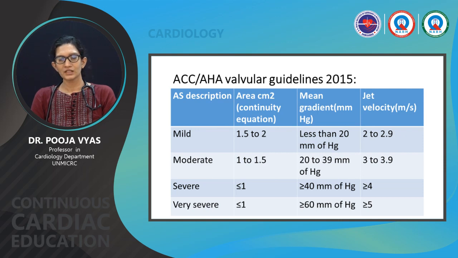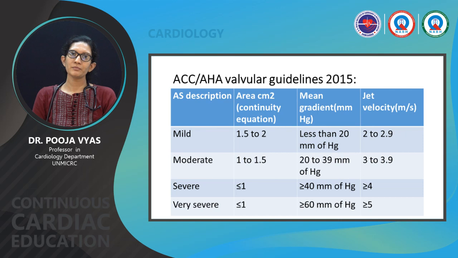We'll say it is severe aortic stenosis when aortic valve area is less than or equal to 1 centimeter square on continuity equation, when mean gradient is more than or equal to 40 millimeter of mercury and when velocity is more than or equal to 4 meter per second. And very severe aortic stenosis when aortic valve area is less than 1 centimeter square but mean gradients are more than or equal to 60 millimeter of mercury and velocity is more than or equal to 5 meter per second.